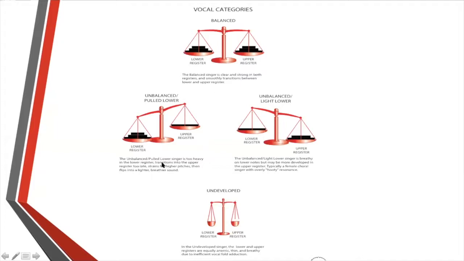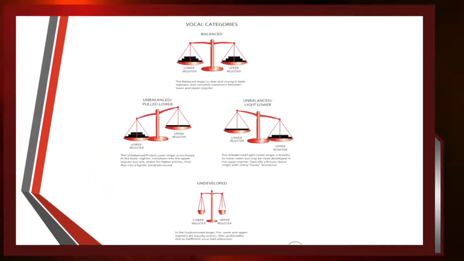The unbalanced pulled lower singer is too heavy in the lower register, transitions into the upper register too late, strains for higher pitches, and then flips into a falsetto. The unbalanced light lower singer is breathy on low notes, but may be more developed in the upper register, typically a female choral singer. Undeveloped singers, the lower and upper registers are equally anemic, thin, and breathy due to inefficient vocal fold adduction.